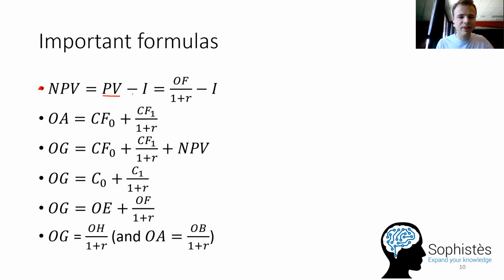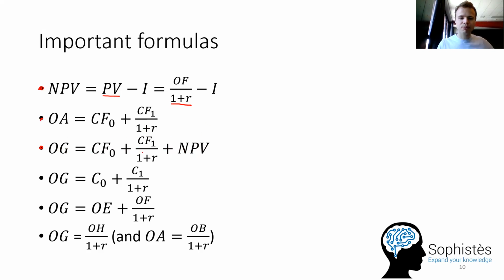And then the present value is found using this fraction. It's the proceeds of your investment, OF, divided by 1 plus R. That's how you get the present value. Then here, the OA we already saw, that is the present value of your cash flow. If you have the OG, so here you have the OG, then you do basically the same as for the OA. You take the present value of your cash flows, but you also add the net present value. So the OG is always bigger than the OA because the NPV is positive.